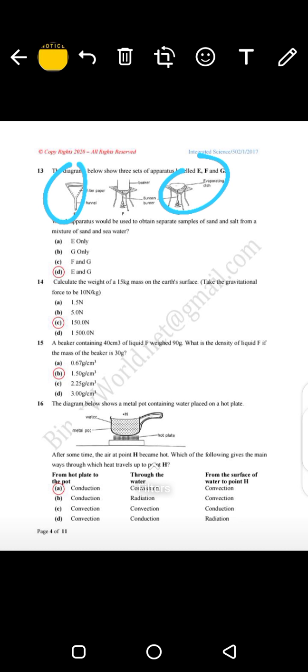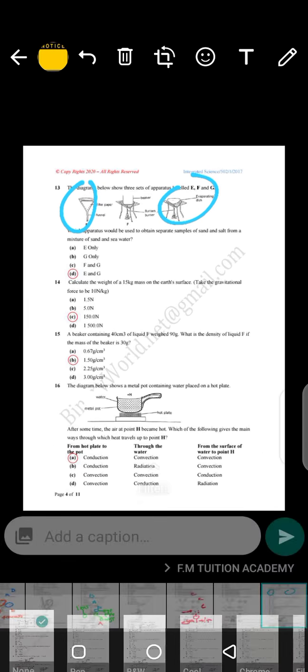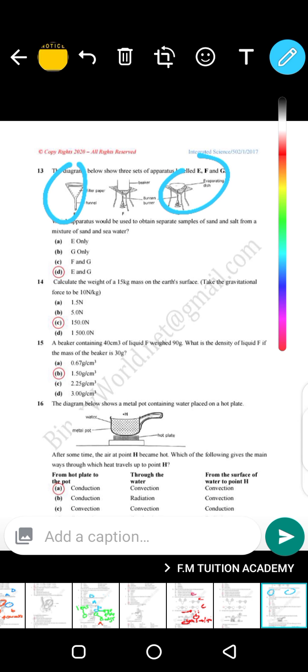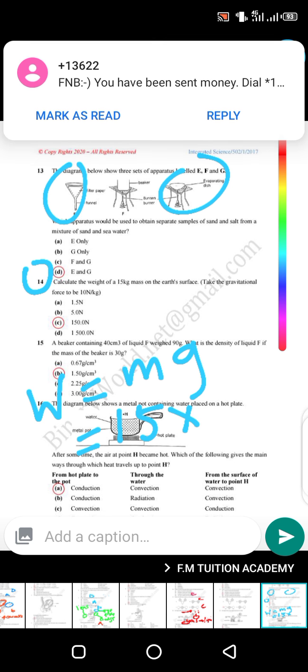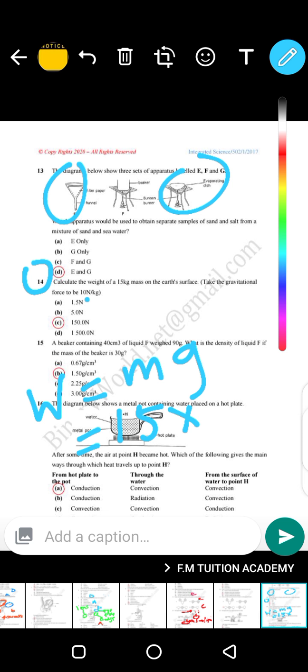Since the answers are here, I'll just explain how to get them. How do you find 150 there? The formula is weight equals mass times gravity. You have to write that formula. We are calculating question 14. The mass is 15, times the gravity, which is 10. So times 10, the answer is 150. That's the 150 that you are seeing here, which is C. C is the answer here.